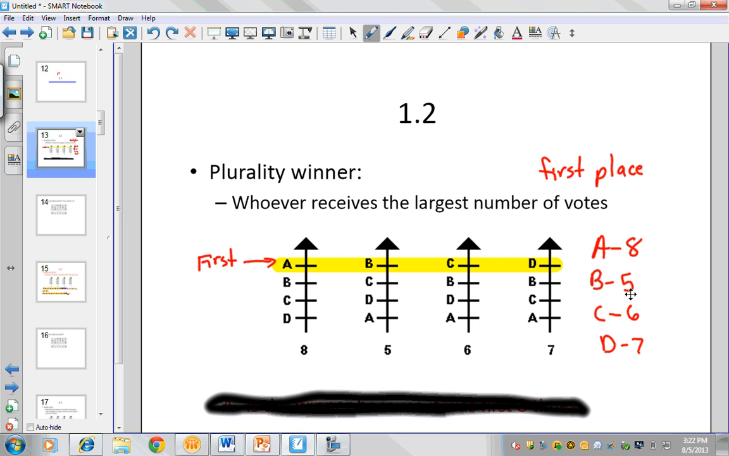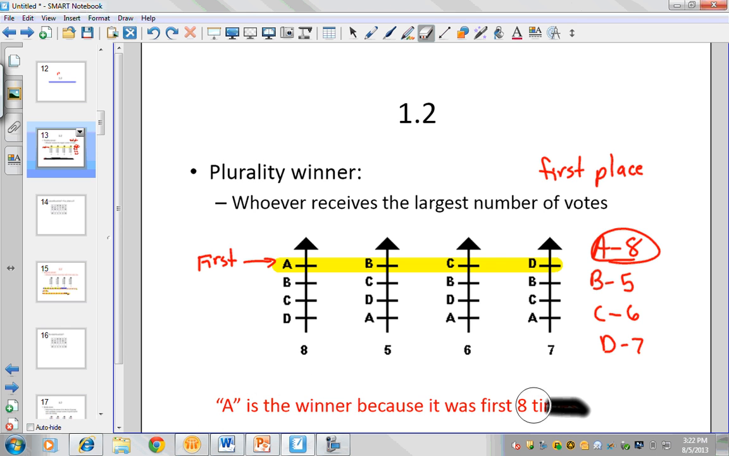So who has the most? It would be A. So A would be the plurality winner. This little thing that I erased here, or blurred out, will be: A is the winner because it was in first place 8 times.